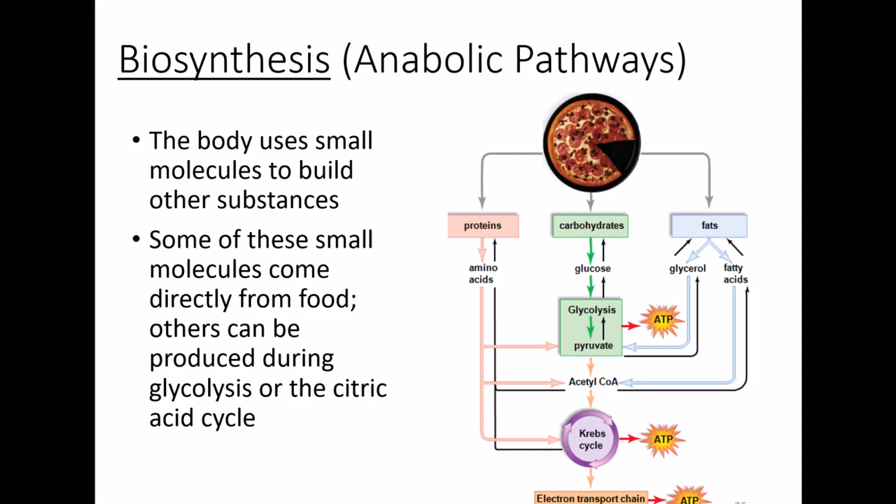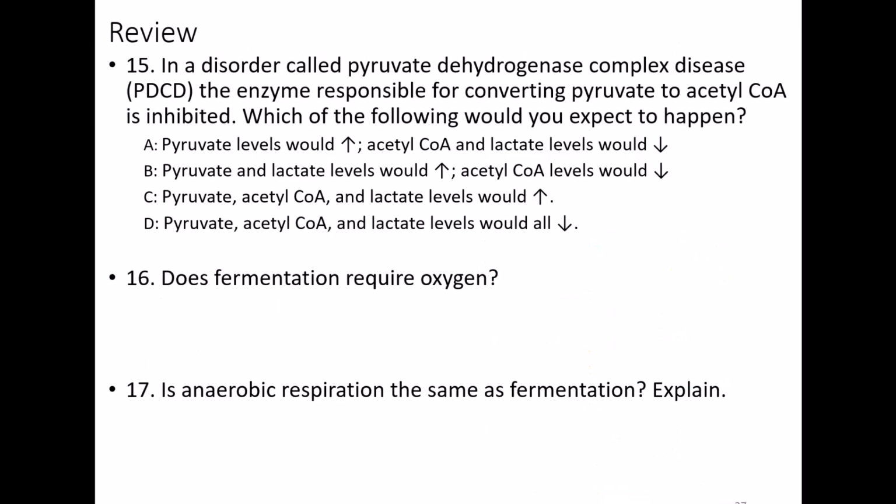So the body uses these various small molecules to build substances as well. So we don't just use proteins to make ATP, we use proteins for their amino acids to build other proteins. So some of these small molecules come directly from food and others can be produced as we do glycolysis or the citric acid cycle. So let's review.